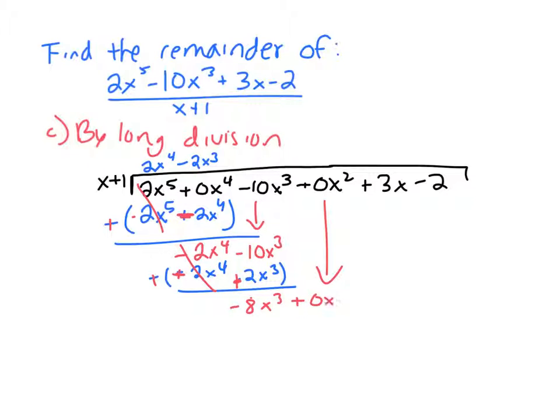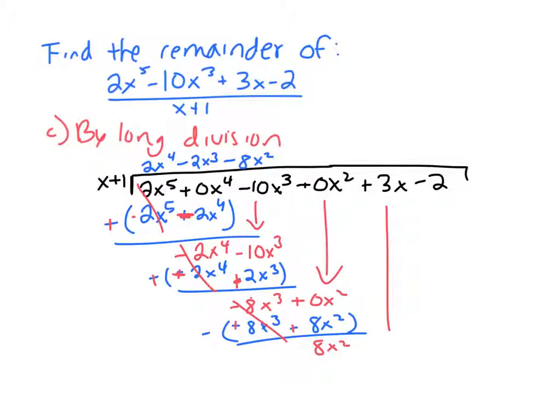So plus 0x squared. So I need to multiply something by x to get negative 8x to the 3rd. So that would be negative 8x squared. So negative 8x squared times x is negative 8x cubed, and then negative 8x squared times 1 is negative 8x squared. Okay, subtract that off. So this becomes a plus, and that becomes a plus. So these cancel, and I'm left with 8x squared. Drop down the next term, plus 3x.